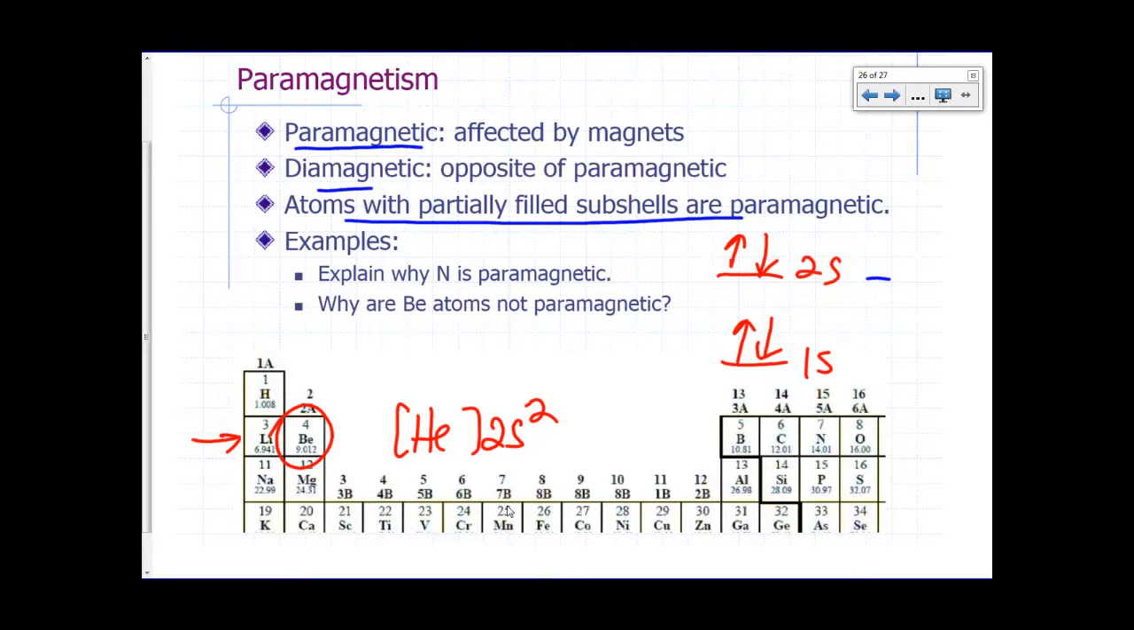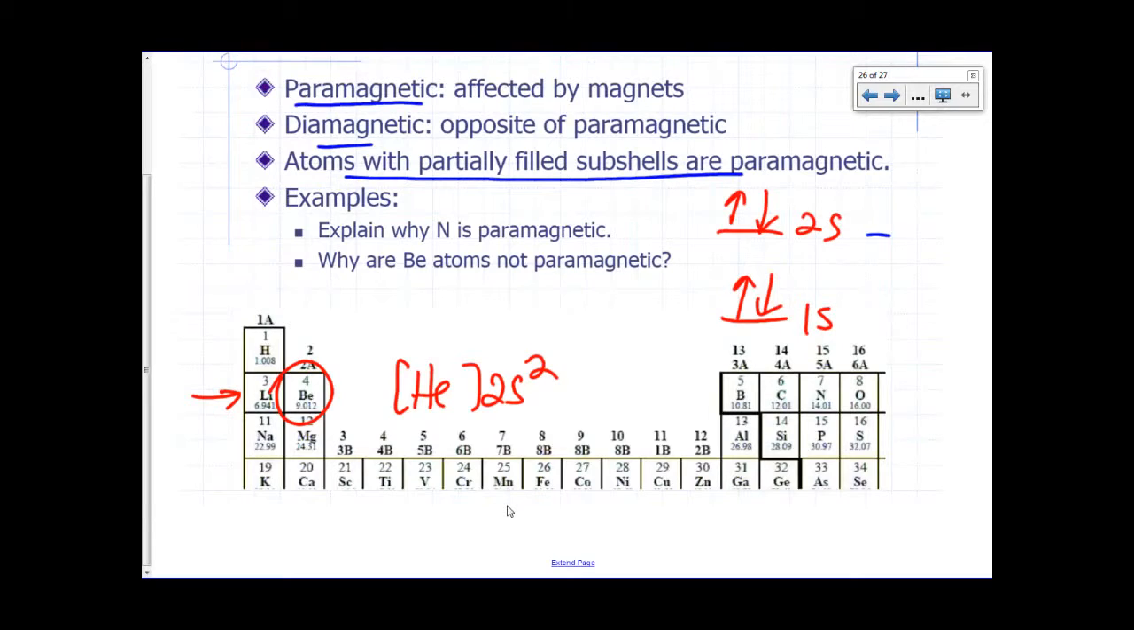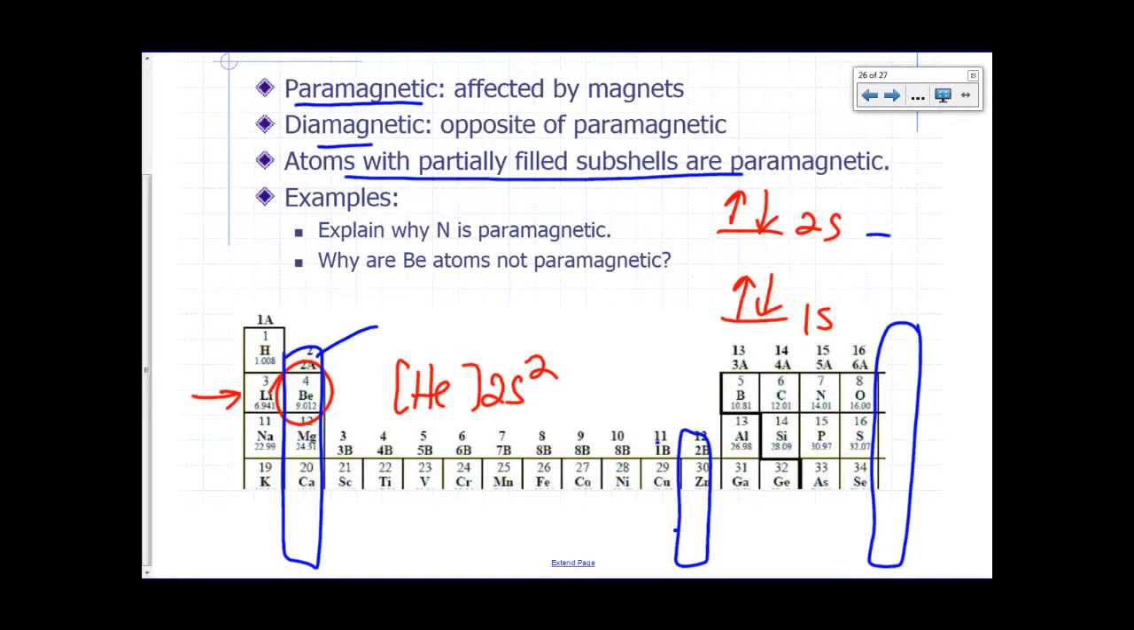Beryllium is not paramagnetic. So you can generalize this to say that all these atoms with an s2 valence configuration are not paramagnetic. And so anytime all the occupied subshells are completely filled, you have an atom that's not paramagnetic. Okay, so anything over here would be not paramagnetic. The noble gases will be further out here. The noble gases would also be not paramagnetic.